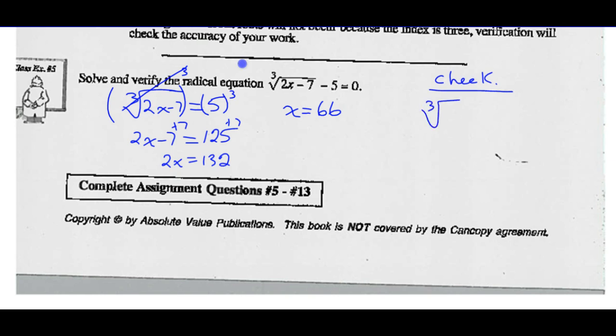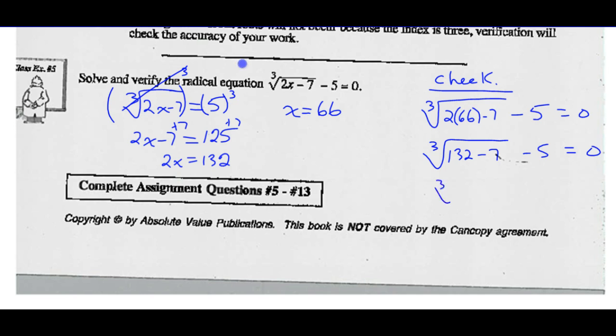All right, let's check and make sure that works. So the cube root of 2 times 66 minus 7, subtract 5, should equal 0. The cube root of 2 times 66 is 132, minus 7 is the cube root of 125. Subtract that from 5 should equal 0. The cube root of 125 is indeed 5. And 5 minus 5 does equal 0. So this is a good solution.